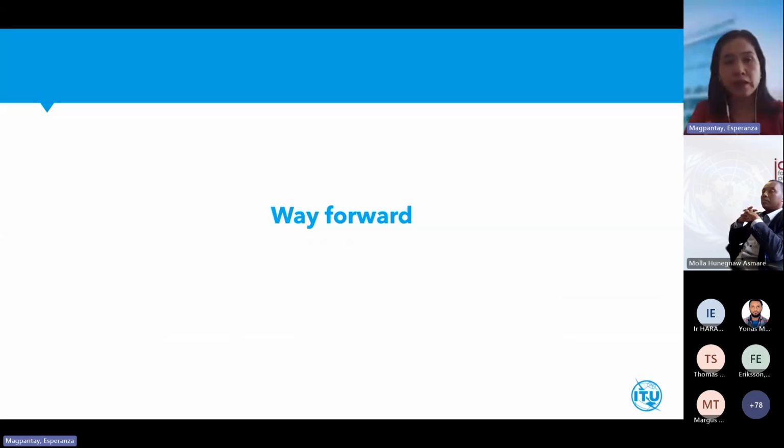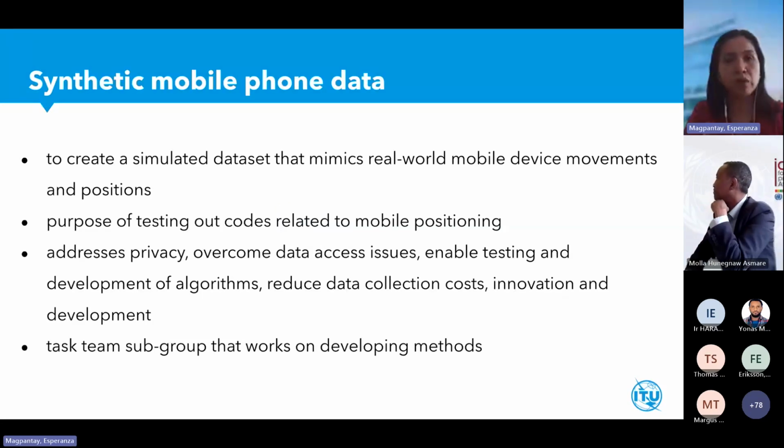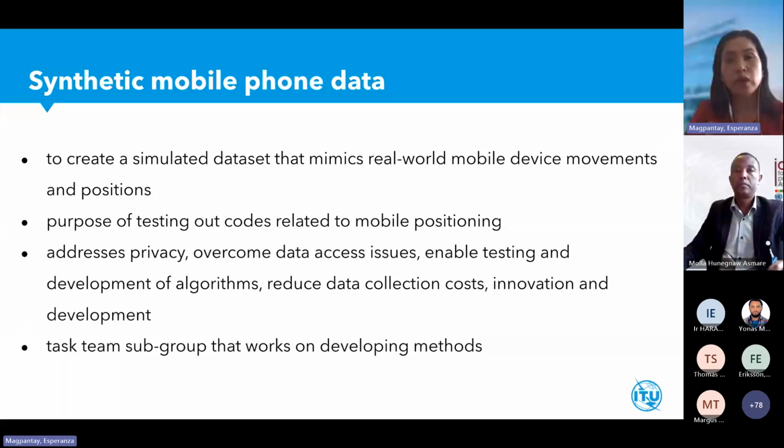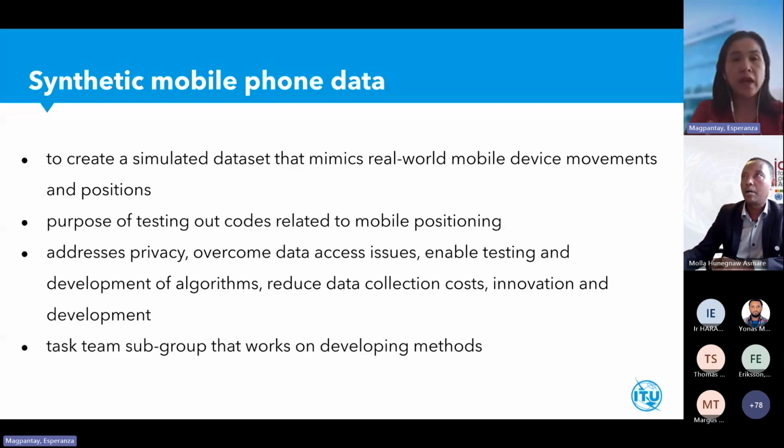So, some of the way forward that I would like to share with you are new developments and also ongoing work. One of them is the development of synthetic mobile phone big data. This is a work of the task team on mobile phone big data. The main objective is to derive synthetic data that simulate real world mobile phone device movements and positions. Our objective is to use the synthetic data when providing training to national statistical offices who may want to explore MPD without having to bother about data access. So you can have the possibility to use this synthetic data to practice and learn methodologies and also explore new areas that you think could be useful for statistical purposes.